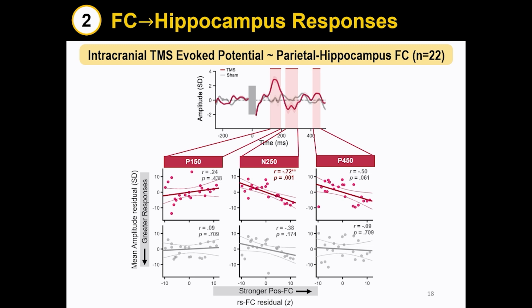We further compared the intracranial TMS evoked potential in the hippocampus with the parietal-hippocampus functional connectivity. And we found that only in the middle time window there was a significant correlation between the functional connectivity and the responses in the hippocampus. That is, the stronger positive functional connectivity was associated with greater responses. This was not seen in the early time window and late time window.